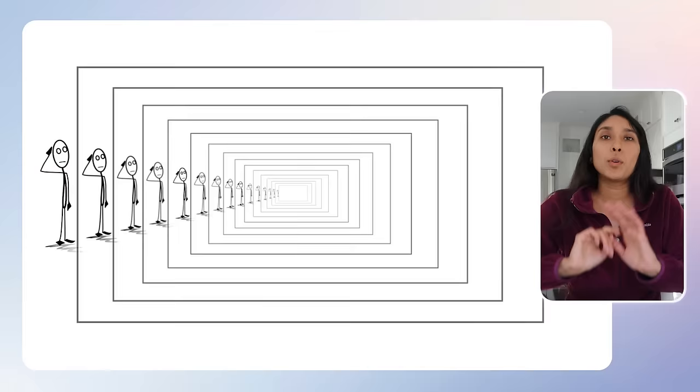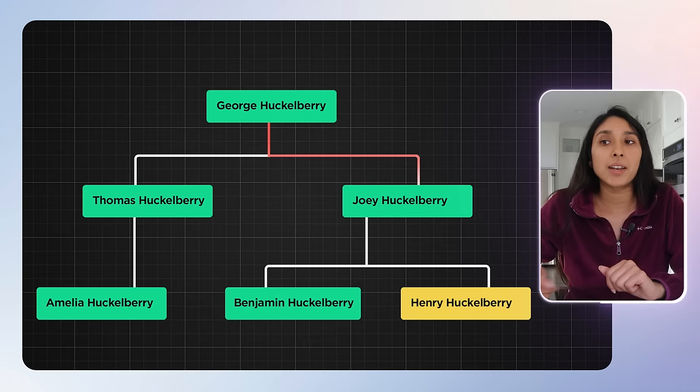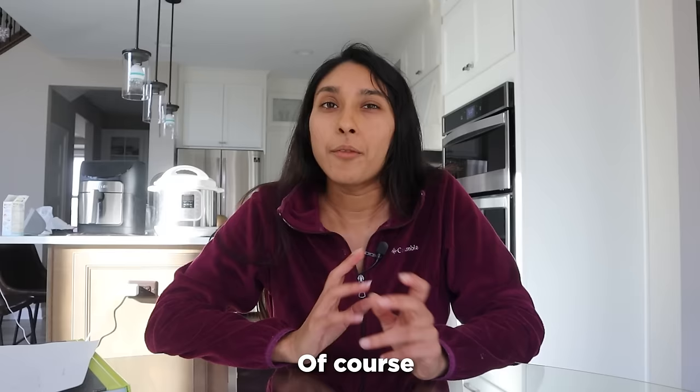We can actually use this thing called recursion to traverse through the tree, looking at each child's child until we find the right value. In order to find Henry Huckleberry, we look for the children that have Huckleberry as a last name and continue down that path until we find the name that we're looking for. Of course, there are better uses of this, but this is the best example I could come up with, honestly. It's kind of like mini hash maps all linked together.